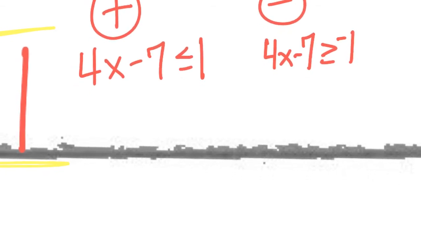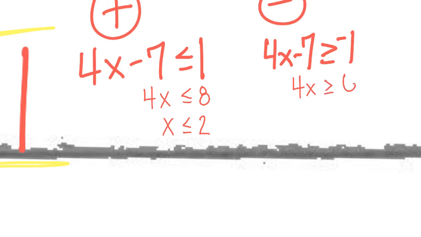Let's solve. When I add 7 over, 4x is less than or equal to 8. x is less than or equal to 2. Add 7: 4x is greater than or equal to 6. x is greater than or equal to 6 over 4, but remember we have to reduce that to 3/2.